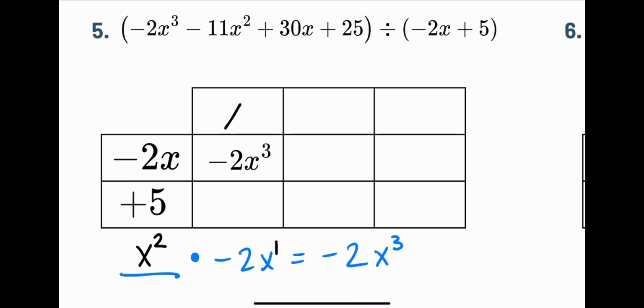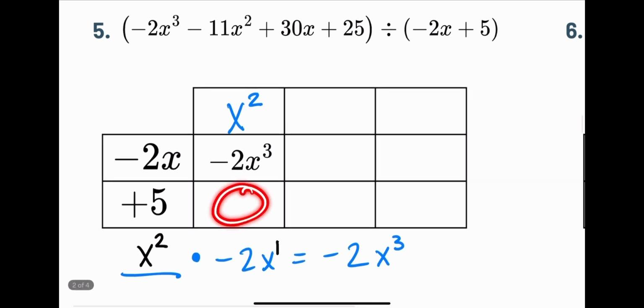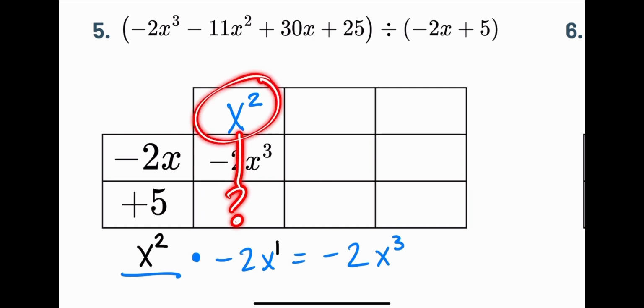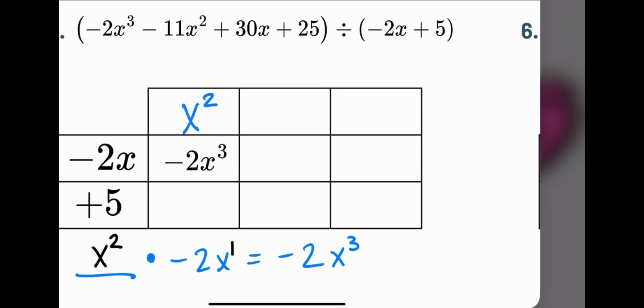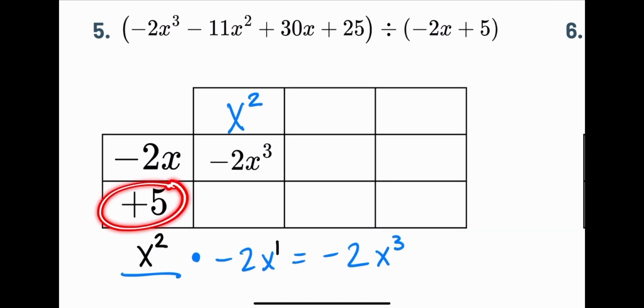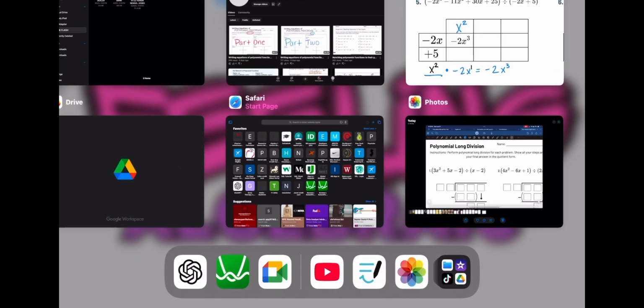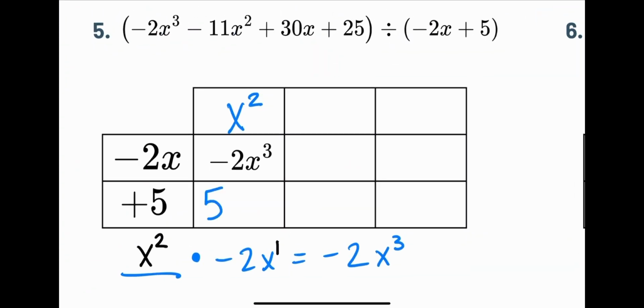Great, now we know that box. Try to think what box we're going to go to next. If you said this box, you are correct. This box is going to be the result of this box times this box. So x squared times 5, 5x squared.